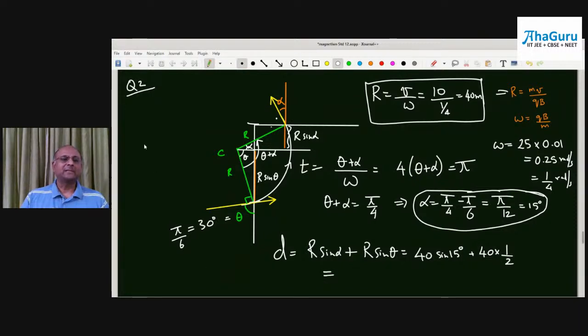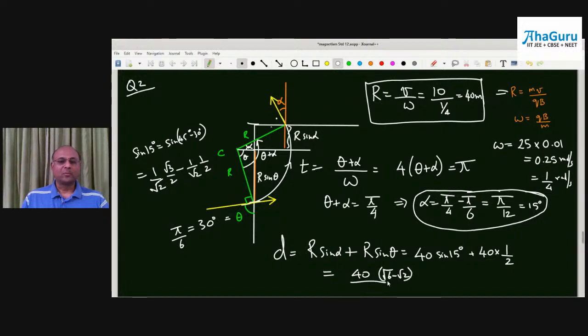Now what is sine 15 degrees? Sine of 15 degrees, you can write that as sine of 45 minus 30, right? Sine of 45 degrees minus 30 degrees. You can calculate what that is. So that is sine 45 cos 30 minus cos 45 sine 30. Okay, so it's root 3 minus 1 by 2 root 2. And so instead of writing root 3 minus 1, I can write it as root 6 minus root 2 by 4.